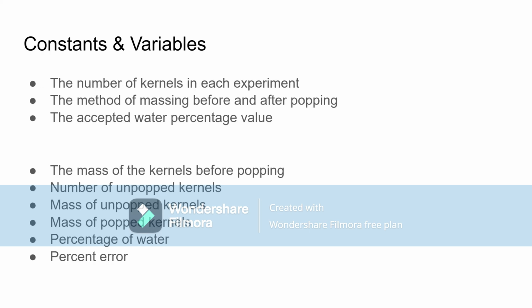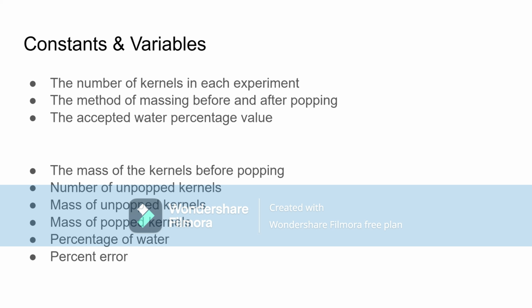So my constants and variables. The constants are the number of kernels in each experiment, which is 20. The method of massing them before and after popping is the same, with the same scale and the same measurements, for all of the experiments. And the accepted water percentage, which is 13.5%.